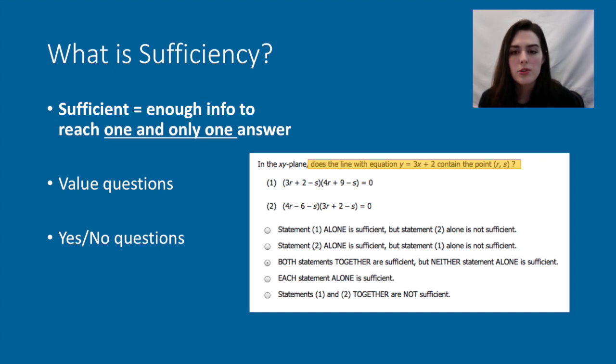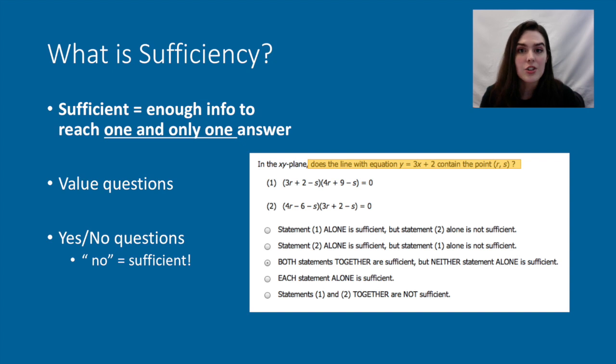So if we're able to determine the line with equation y equals 3x plus 2 does contain the point (r, s), there's no way it does not, that's sufficient. But one thing to keep in mind is that if we answer no, there is no way that the line with equation y equals 3x plus 2 contains the point (r, s), that is also sufficient because we were able to answer that question with a definitive answer.